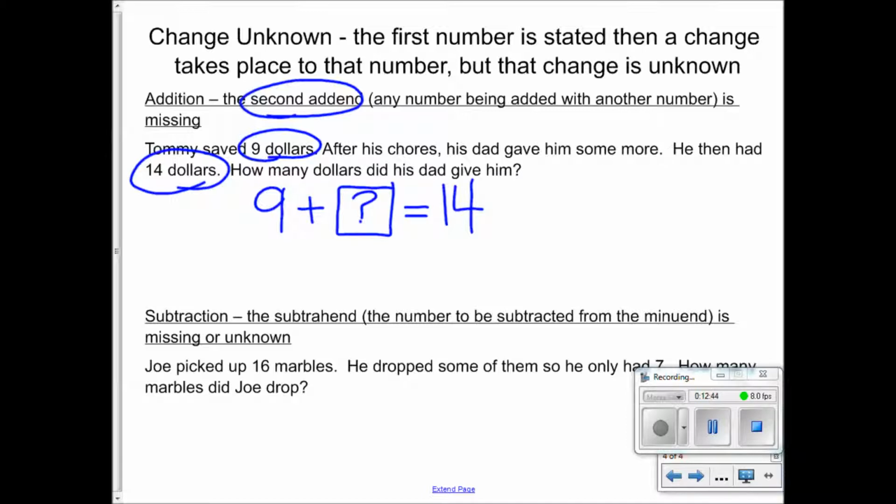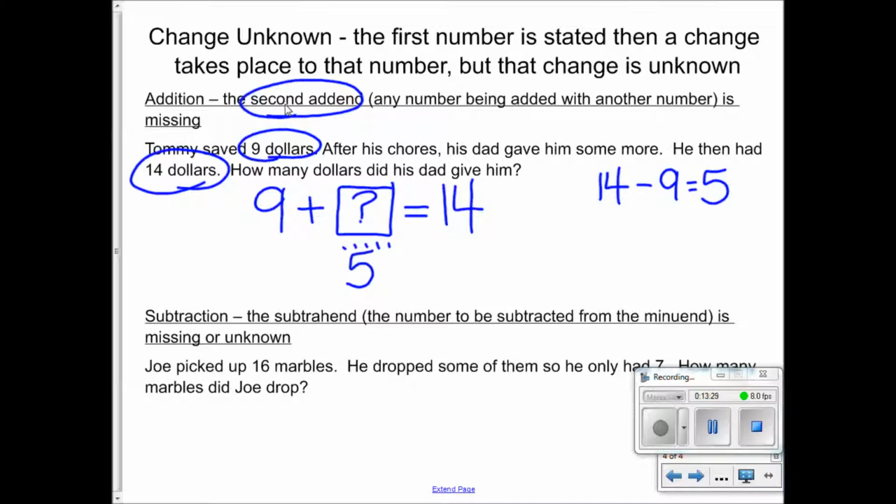He had 9. His dad gave him some more. Then he had 14. Got it? So he started with 9, then it changed. He had 9, and then that 9 changed because he got some more. If he has 9, then I'm going to go 10, 11, 12, 13, 14. How much more did he get? $5. His dad gave him 5. Once again, I can subtract, taking these two numbers, and 14 minus 9 equals 5. So I know that he got $5. We know the start. We know the end. Something in the middle changed, and we don't know that one.